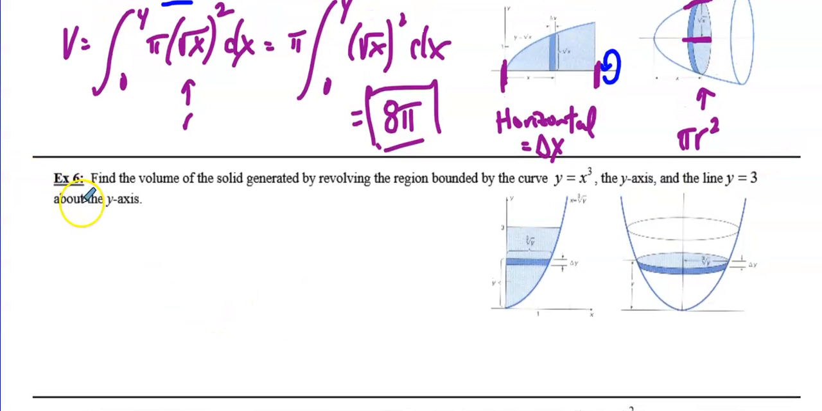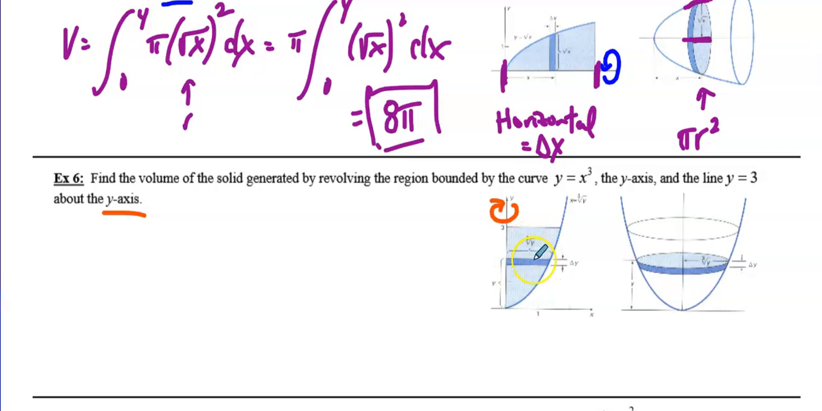So for question number 6, it says find the volume of the solid generated by revolution, again, by the curve y equals x cubed, the y-axis, and the line y equals 3. All right. So what I want to say about this one is that it's about the y-axis. So we're going to revolve around the y-axis.